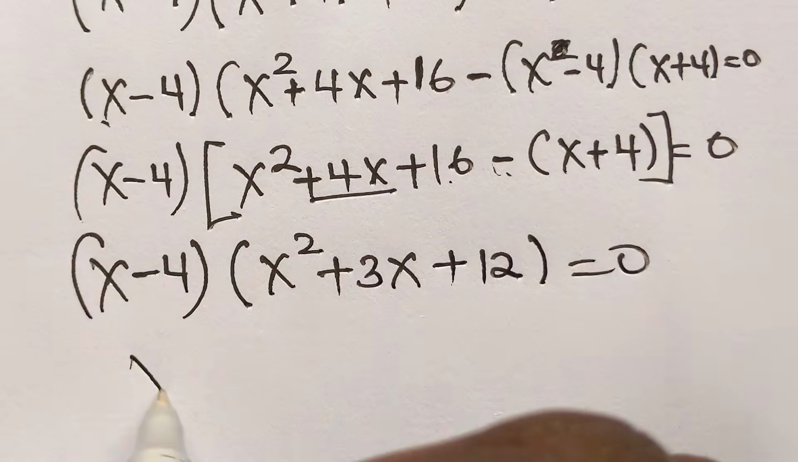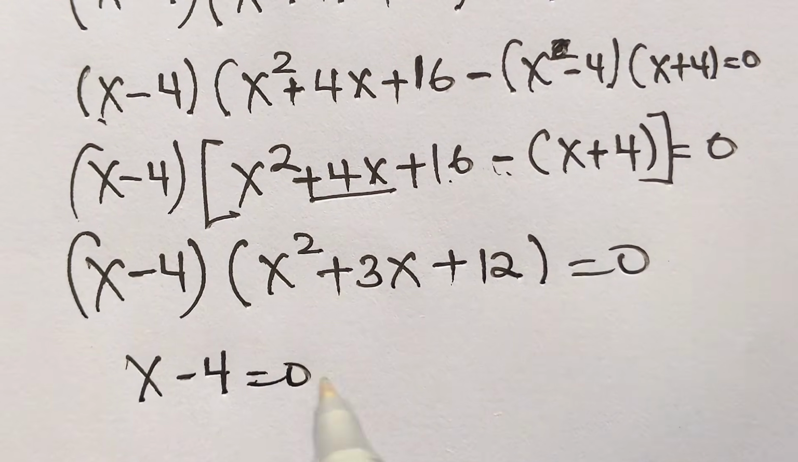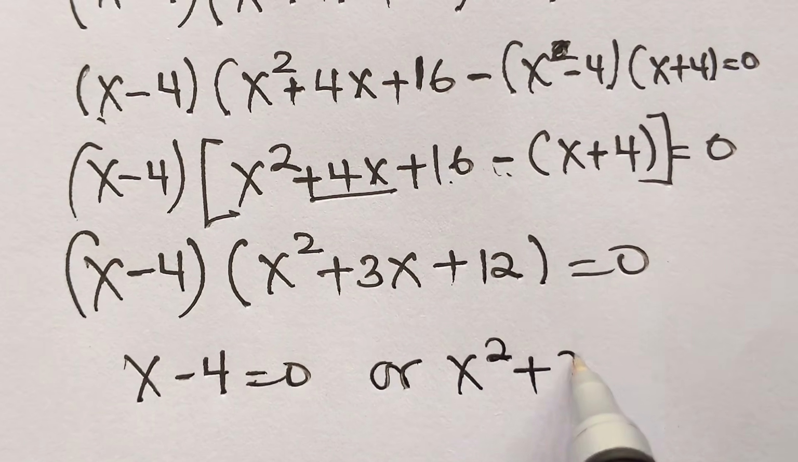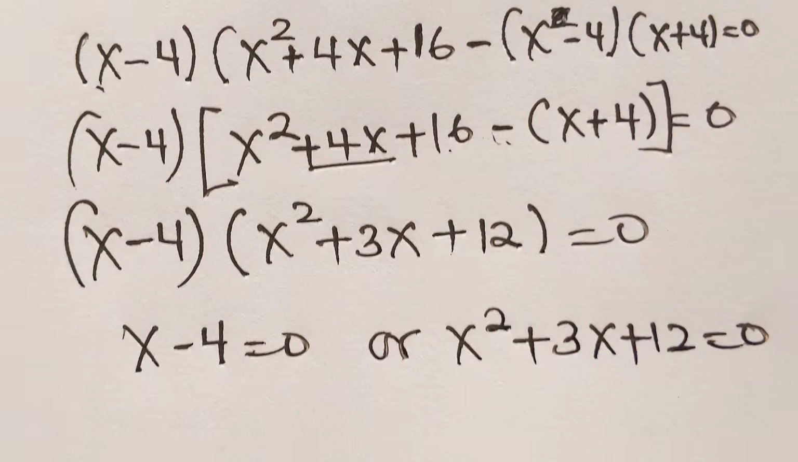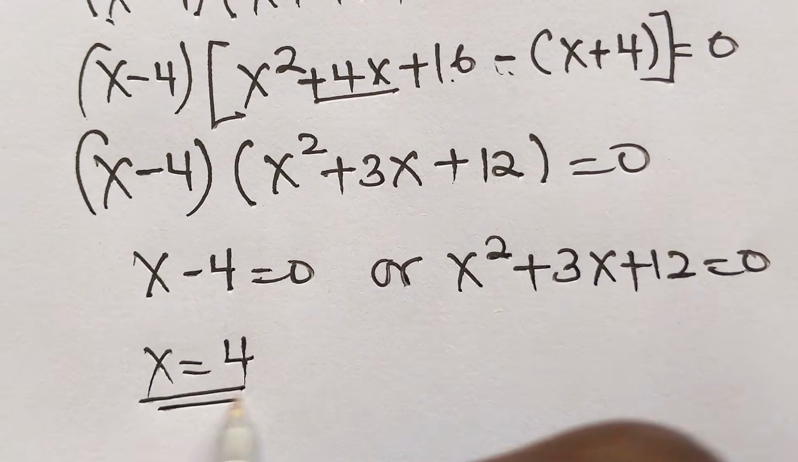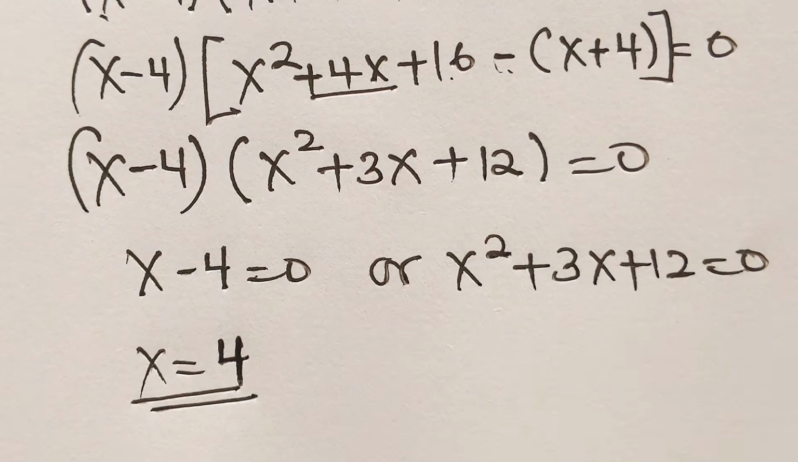At this stage we have x minus 4 equals 0, or x squared plus 3x plus 12 equals 0. x will be 4 as the real number value, and here you have a quadratic equation.